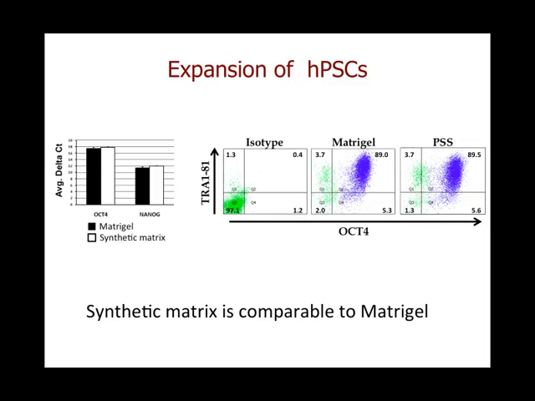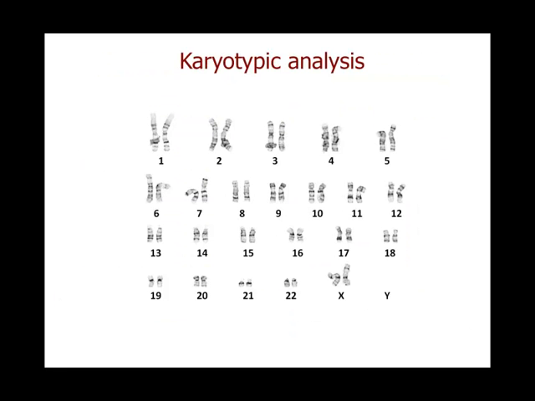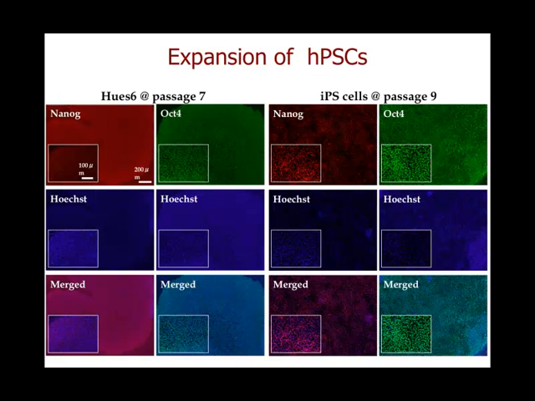This is just showing that all the properties are comparable to Matrigel. This is quantitative PCR and FACS. And we look at one other characteristic of embryonic stem cells, that they can differentiate into all the 3 germ layers: ectoderm, mesoderm, and endoderm. So we went back and looked into their differentiation, and they differentiated into all the 3 germ layers. They are karyotypically stable even after 9 months of culture.